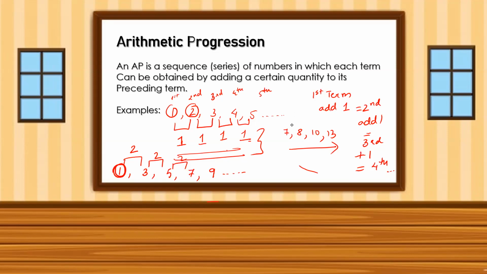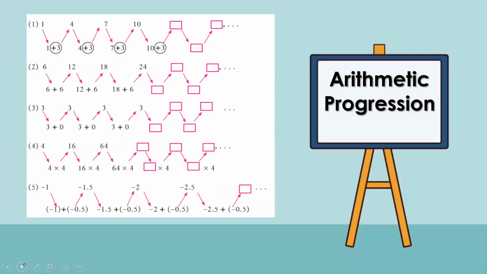So a series of numbers which is obtained by adding a certain quantity to the preceding term is called an arithmetic progression, right? So these are some examples. Let's see, I have 1, 4, 7, 10. So 1 plus 3 will give me 4. 4 plus 3 is going to give me 7. 7 plus 3, 10. 10 plus 3, what will I get? 13. 13 plus 3, 16. 16 plus 3, 19, right? And so on. It will move on.